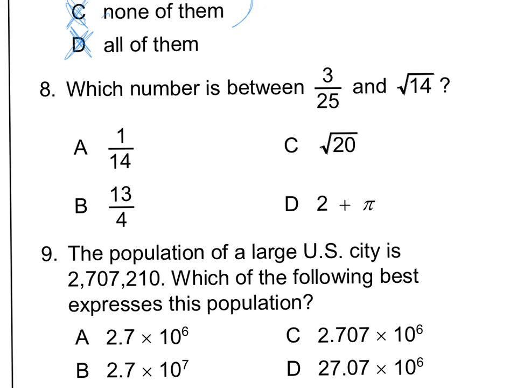Number 8. Which number is between 3 over 25 and the square root of 14? We did this on the last quiz. The strategy here is to change everything into a decimal. If you change everything into a decimal, it's a lot easier to see where things fall. So 3 over 25 is 0.12.